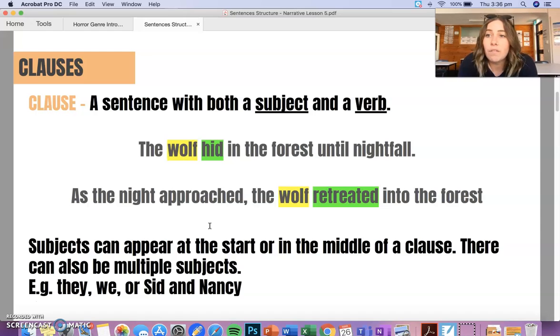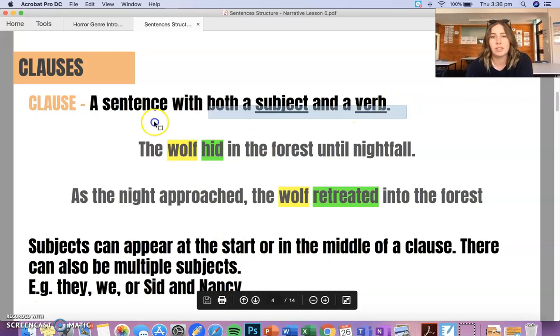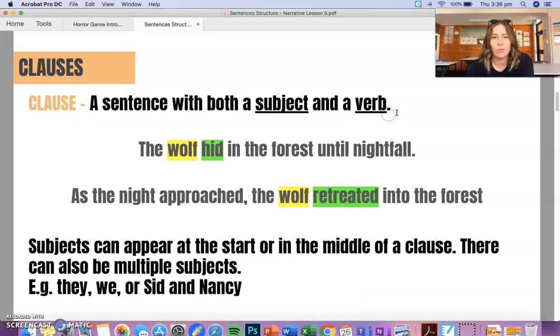So what we're going to start off first is we're going to talk a little bit about clauses. So a clause is a sentence with both a subject and a verb. So I want you to actually pause the video now, and I want you to write that in your Teams notebook. So there are 2 examples that I've got here.